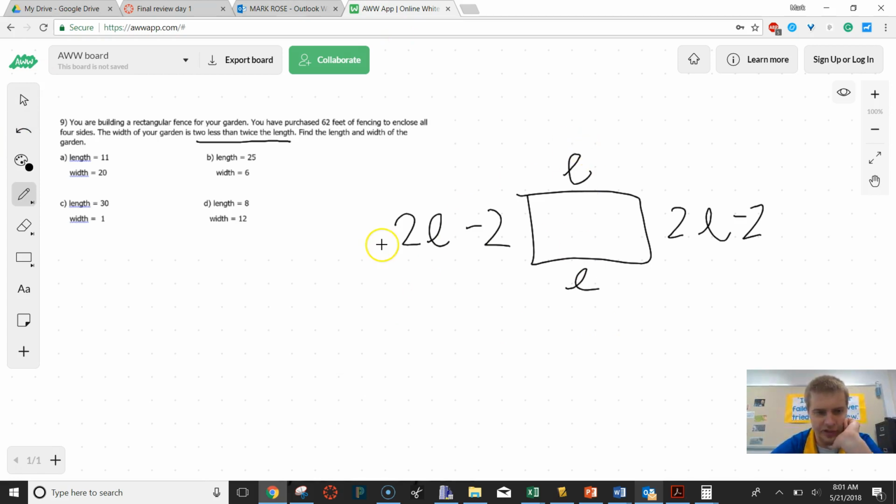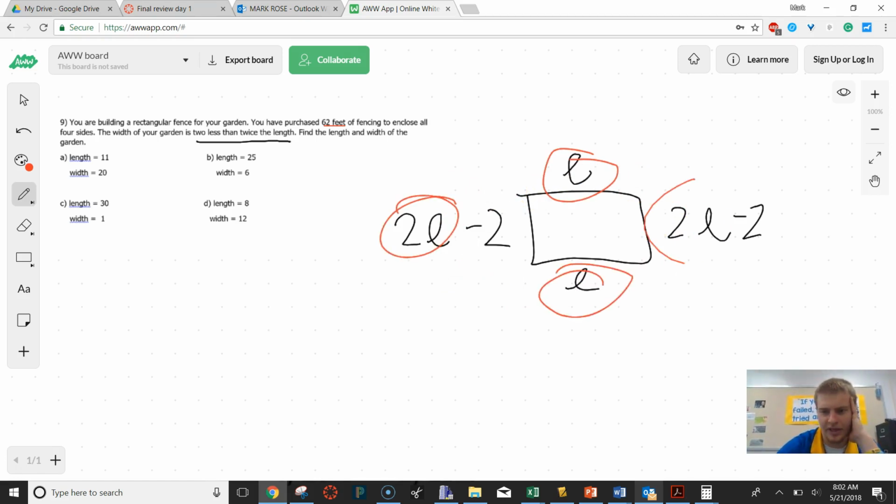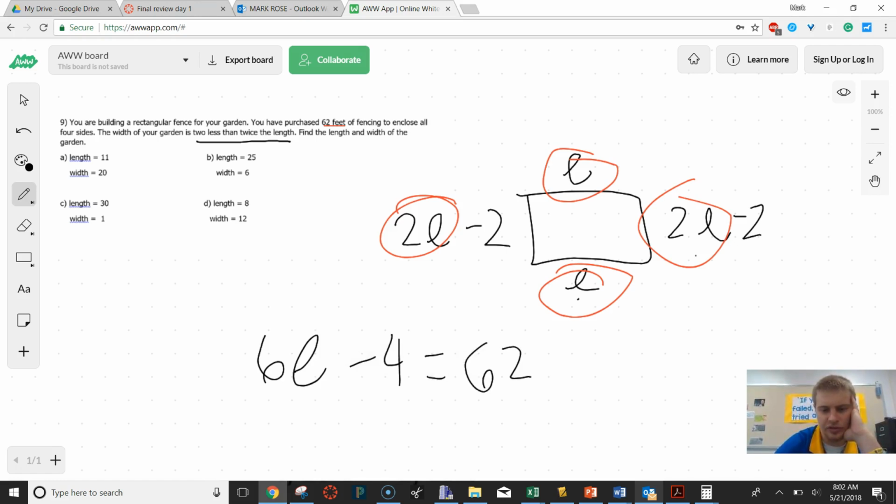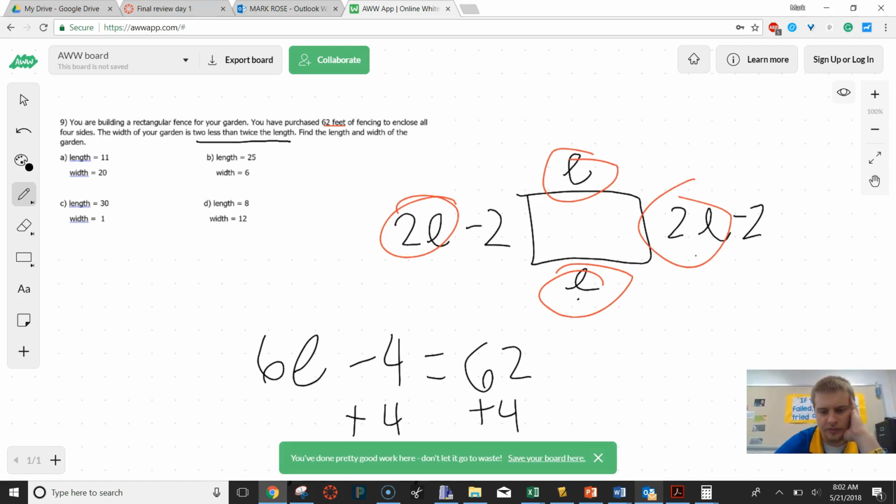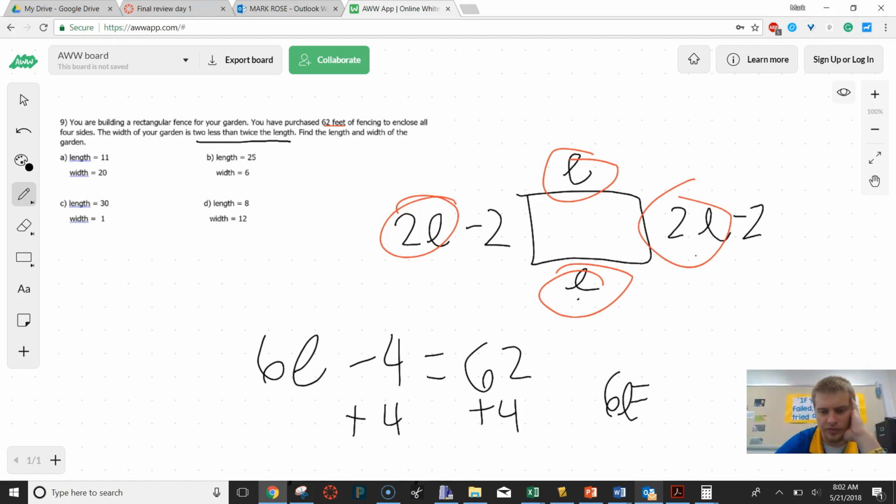Now we're going to deal with this. They want to know when it's equal to 62, or if we add up all the sides, when it would equal 62. So I'm going to add up all the sides, so I'm going to add all my lengths. 2 plus 1 is 3, plus another 2 would be 5, plus 1 would be 6, so I'd have 6L. And then negative 2 plus negative 2 is negative 4, and that should equal 62. I'm going to add 4 to both sides. That gives me 6L equals 66, so L equals 11, so that would be my answer right there.